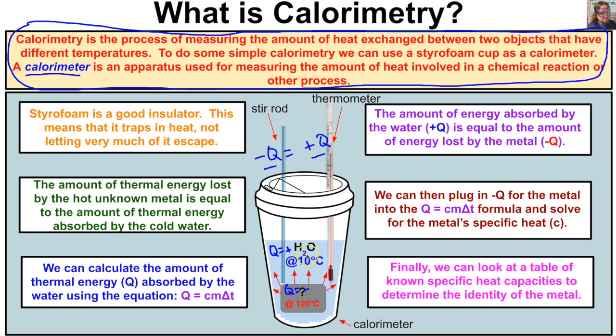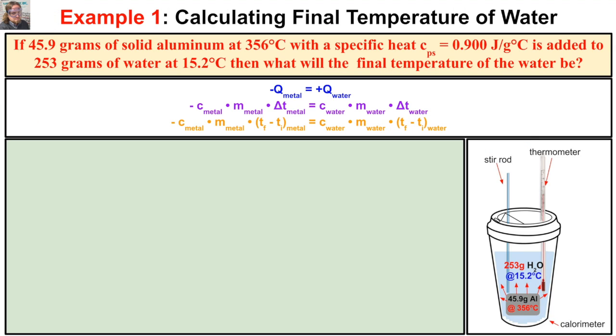So let's take a look at a few example problems and apply this concept to two different sample problems. In this first example, it says if 45.9 grams of solid aluminum at 356 degrees Celsius with a specific heat capacity of 0.900 joules per gram degree Celsius is added to 253 grams of water at 15.2 degrees Celsius, then what will the final temperature of the water be?